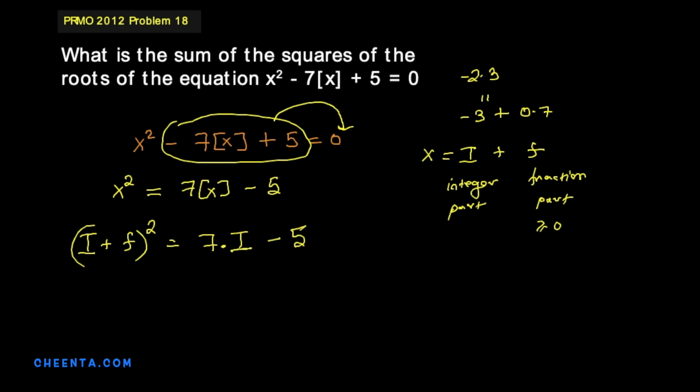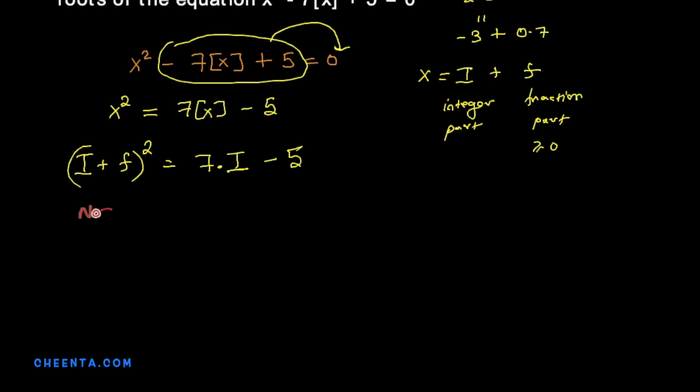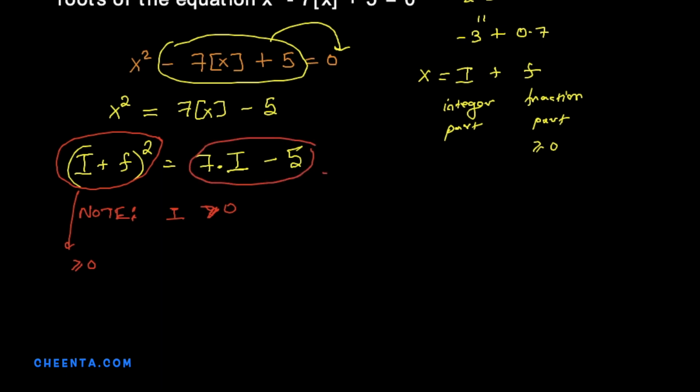Now, quick note that I must be positive. Why? Well, firstly, the left hand side is a perfect square, so it is definitely greater than or equal to 0, which means that the right hand side must be greater than or equal to 0. So 7 times I minus 5 is greater than or equal to 0, which means that I is greater than or equal to 5 over 7, which means I has to be a positive integer.